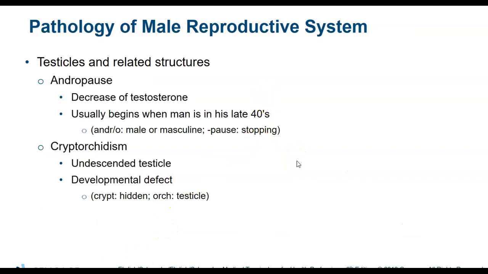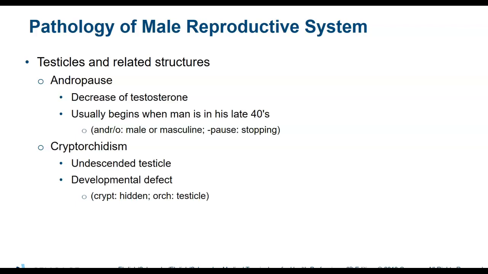Testicles and related structures pathology: andropause. It's a decrease of testosterone. It begins when a man is in his late 40s, and that can cause a little bit of decrease in sexual drive. There's also cryptorchidism, and this is that undescended testicle that we talked about.